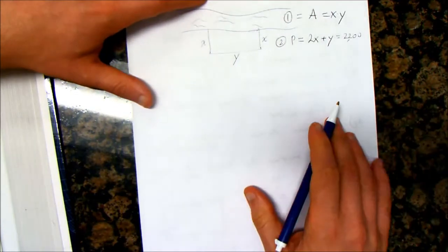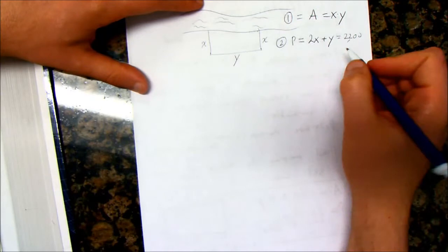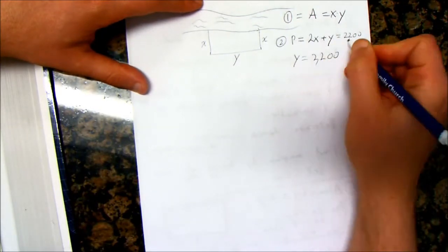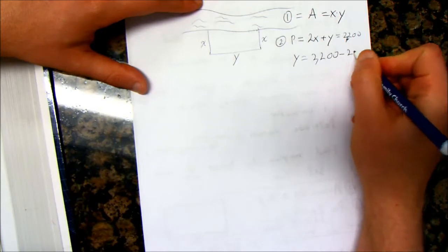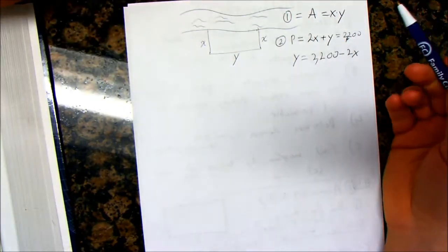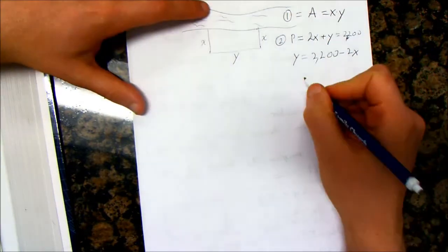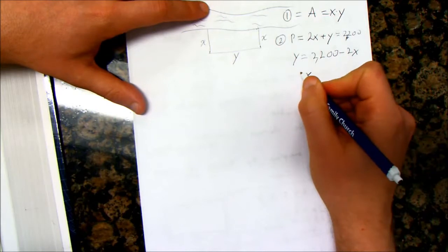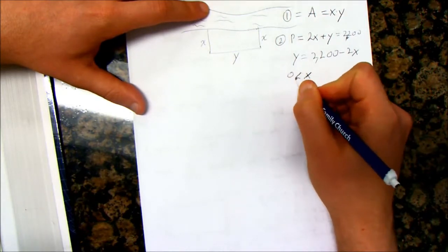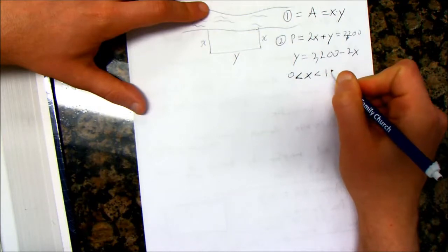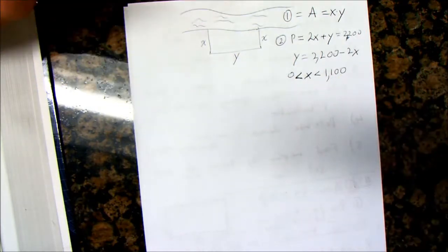Okay. So let's look at the domain here. y is equal to 2200 minus 2x. Well, that means, again, since we're dealing with lengths in real-world problems, x first of all has to be greater than 0, and it has to be less than 1100. Okay?